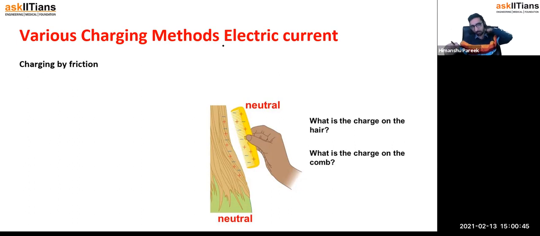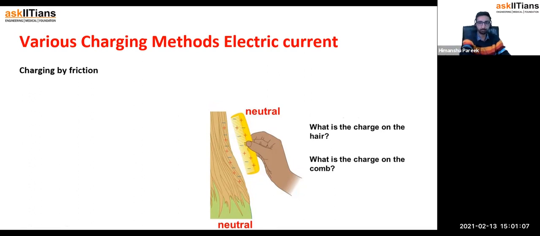So let us see the first method, which is charging by friction. So what does charging by friction say? We have seen a lot of examples in our day-to-day life also. Many times you must have felt that when you comb your hair, and after that, if you bring that comb near pieces of paper, then you will find that the piece of paper is getting attracted by the comb. All right.